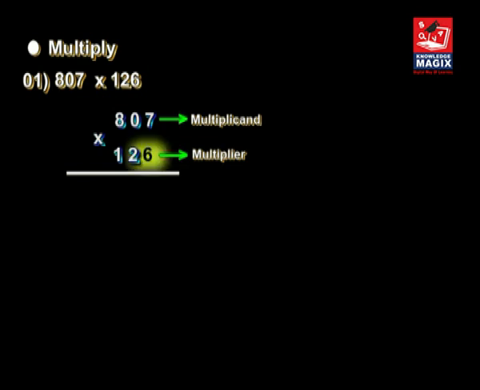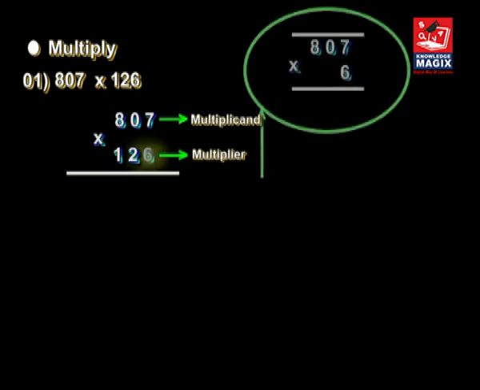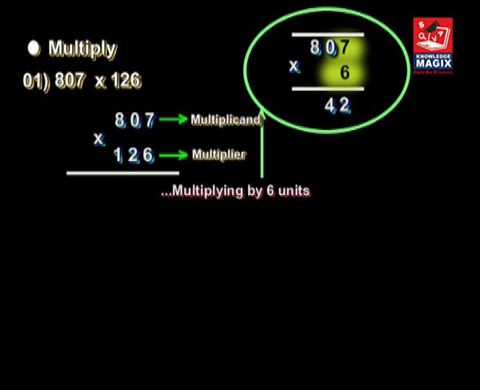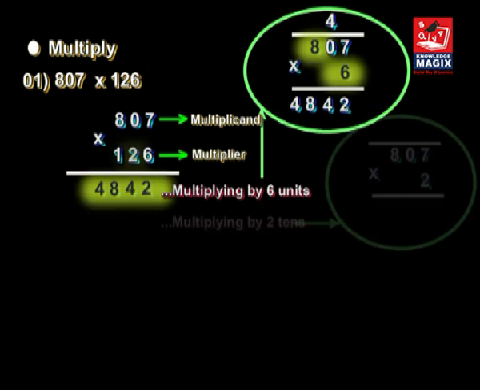First we'll multiply by 6 units. So 807 into 6 comes to 6 sevens are 42, 2 is written, 4 is carried over, kept in mind. 6 zeros are 0 plus 4 is 4, 6 eights are 48. So the product is 4842.